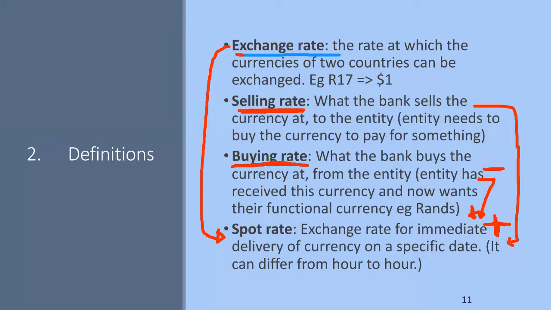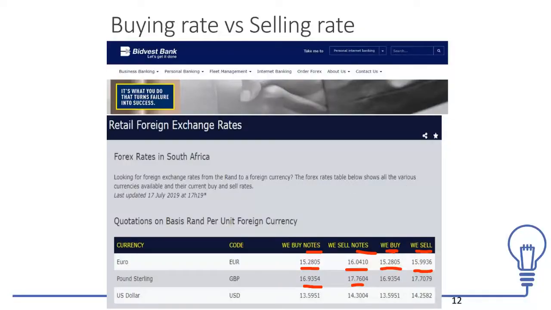So the company wants to go to the bank and buy it. They'll buy it at what's called the selling rate. The company wants to now sell the foreign currency to the bank. They're going to sell it at the buying rate, right? Okay, so they're selling it back. So it's basically from the bank's perspective. The bank is saying, we're selling you the currency at this amount, and we'll buy the currency back at this amount. So let's have a look at some of these rates, right?